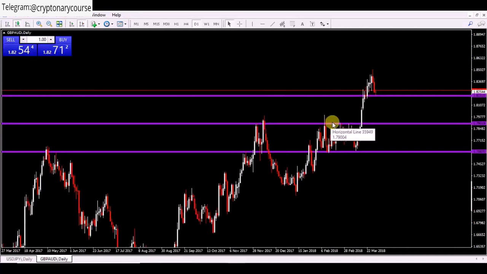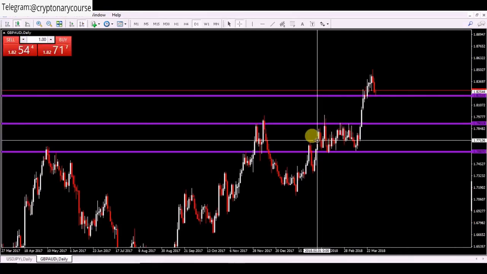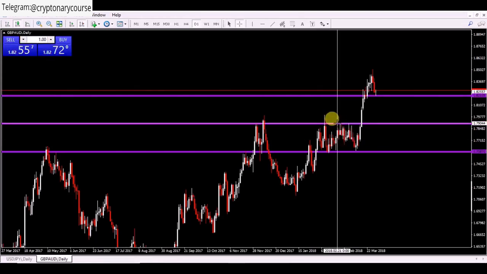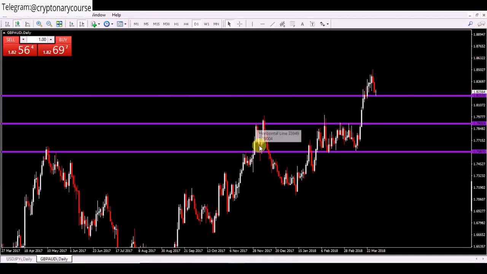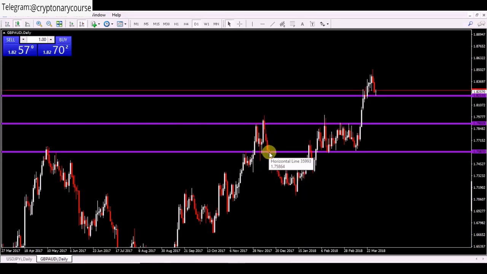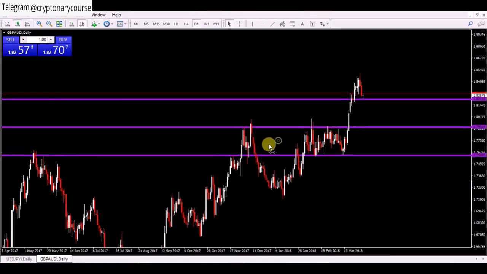This is valid because, look, these are days. Each candle, this is the daily chart, days. The market was trapped in the range from here to here for a month. It was trapped, so that's obviously very valid. And market came up here, dropped, came up here again, dropped. So that's obviously valid for those reasons.